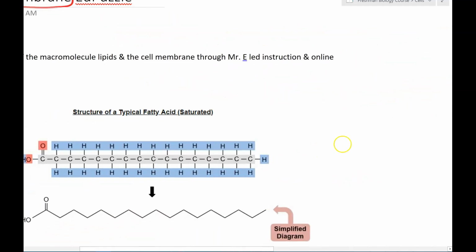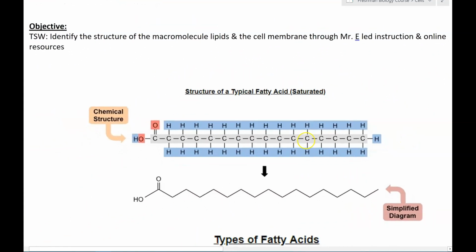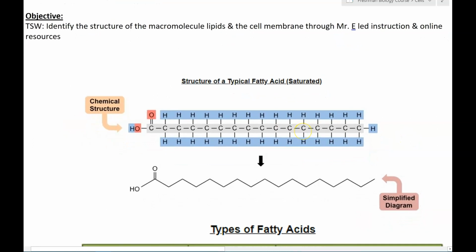The overlying objective for today's lesson is to identify the structure of macromolecule, lipids, and the cell membrane through Mr. E-led instruction and online resources.